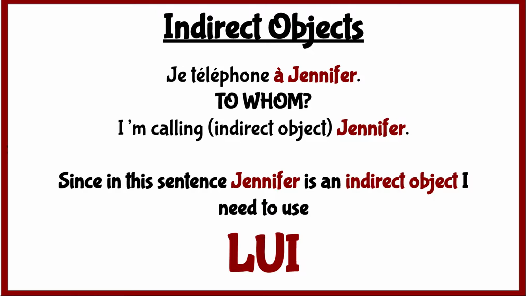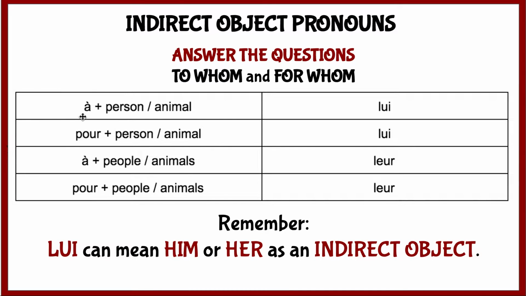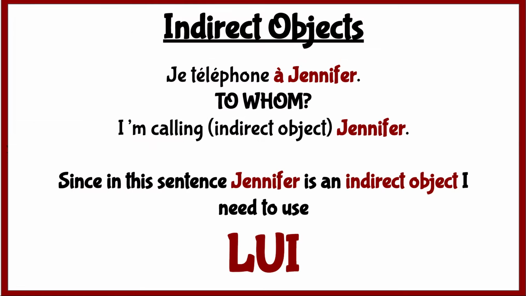All right, a little bit more about indirect object pronouns. Look at this example. Je téléphone à Jennifer. Now that answers the question to whom. So Jennifer is an indirect object. I just told you when I showed you that chart, look back at this chart: if you have à plus a person, then you're going to use lui. So that's what happens here. Je téléphone à Jennifer. I'm calling Jennifer, so je lui téléphone.